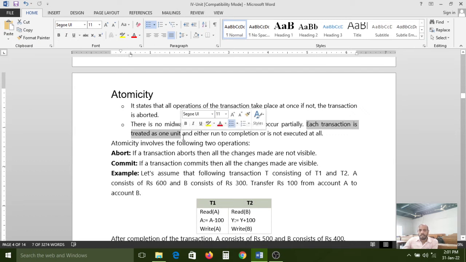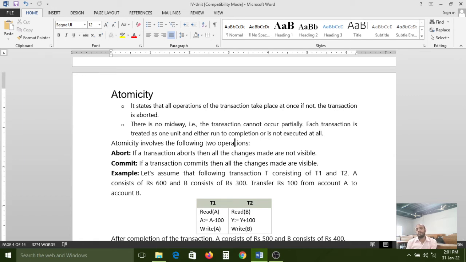Each transaction is treated as one unit. The transaction definition is: a transaction contains a set of tasks, a group of tasks, nothing but a set of operations. So a unit is equal to a set of operations. Each and every line is called one task in a transaction. So in a single transaction we have many tasks. That's why all operations are pronounced as a unit of work. Either run to completion or not executed at all.